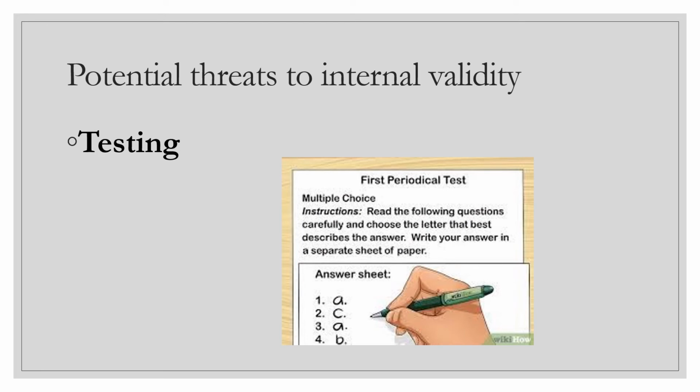The third threat could be testing. So taking a test at one time influences participants' knowledge or participants' performance during a subsequent administration of the test, perhaps simply as a result of practice in taking the test. For example, people who take a multiple choice test at one time may gain general test taking skills that enhance their performance on a subsequent multiple choice test. So there will be a learning effect where people will now be able to anticipate what to expect in this test.